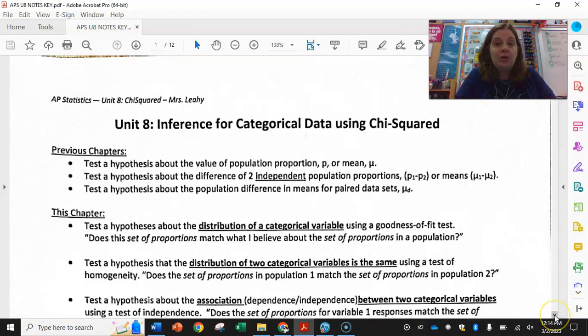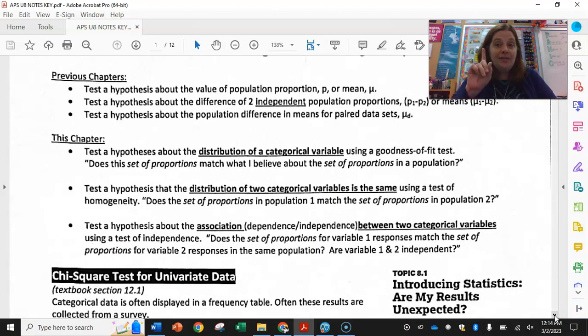In this chapter, what we're going to be concerned about is not one value, like one mean or one proportion, but we're actually going to be talking about the distribution of a categorical variable, which means I'm not concerned with one slice of the pie, I'm concerned with the whole pie. So again, it's not just one little proportion, it's the set of proportions, the distribution of proportions that add up to 100%. So basically, we're going to be looking and saying, does this set of proportions match what I think is supposed to be true about the set of proportions in the population?